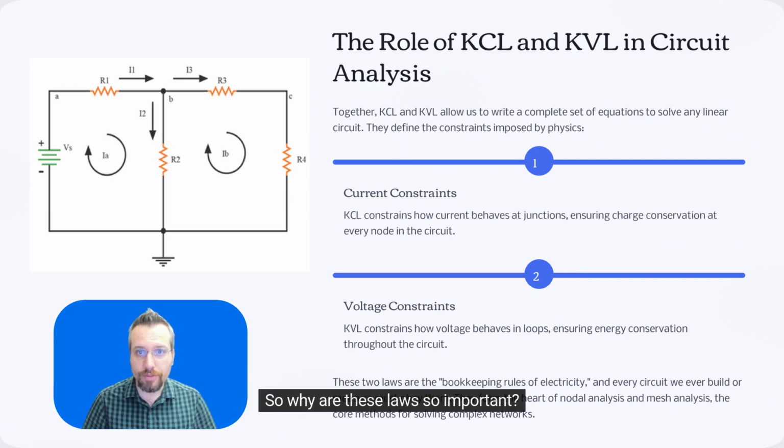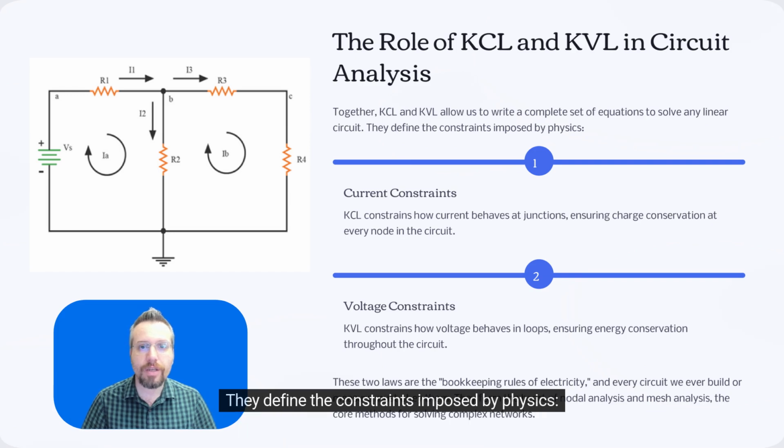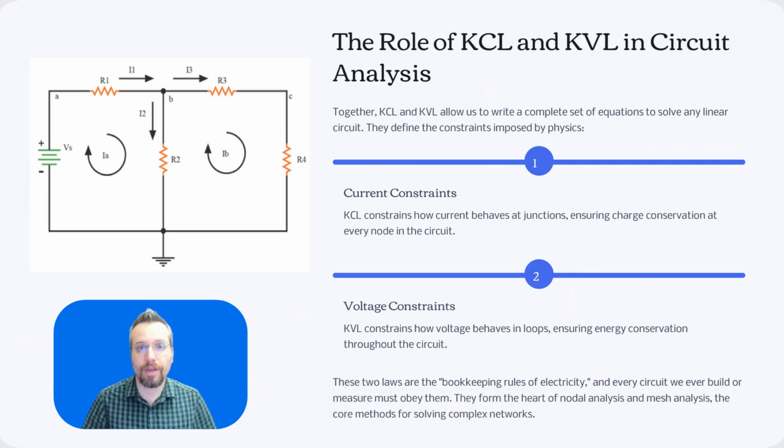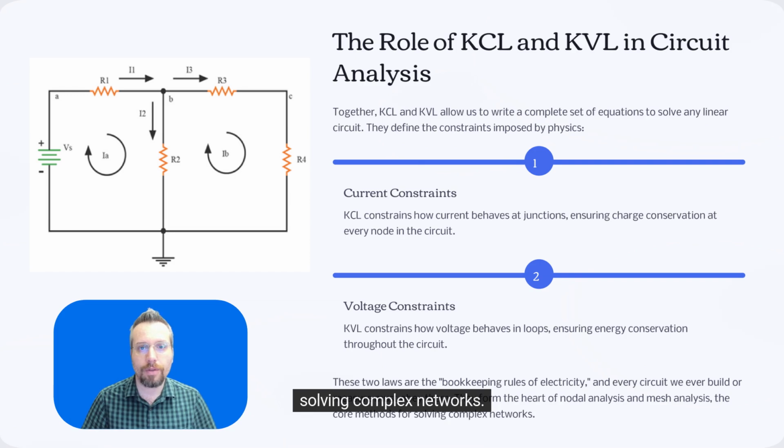So why are these laws so important? Together, KCL and KVL allow us to write a complete set of equations to solve any linear circuit. They define the constraints imposed by physics. KCL constrains how current behaves at junctions. KVL constrains how voltage behaves in loops. They are the bookkeeping rules of electricity, and every circuit we ever build or measure must obey them. These two laws are the heart of nodal analysis and mesh analysis, the core methods we'll soon learn for solving complex networks.